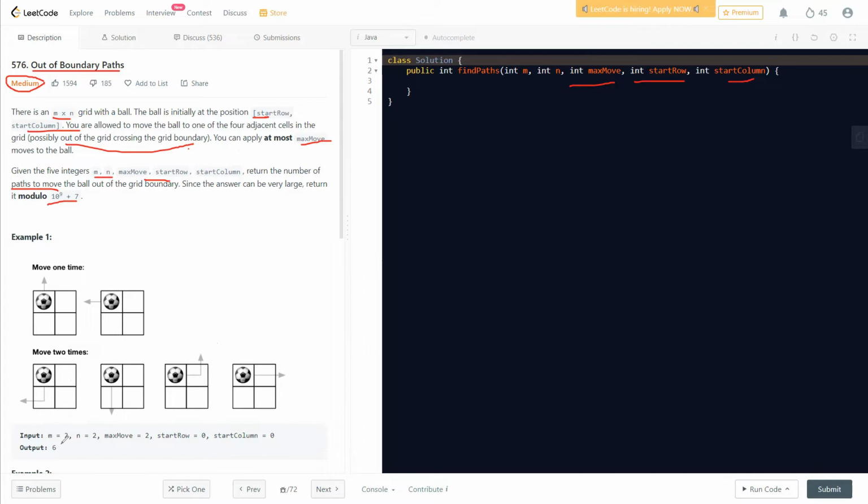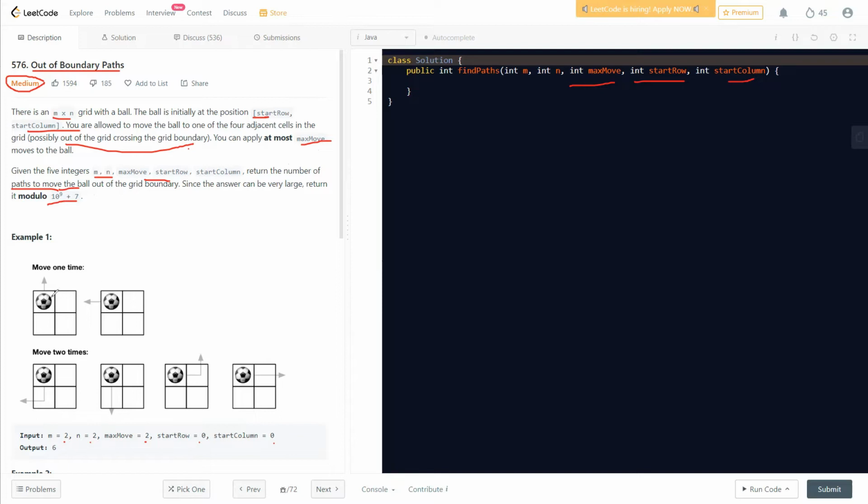Initially the input says m is 2, n is 2, so that's a 2 cross 2 grid, and then the max move is 2. So we can have a maximum of 2 moves. And then it says the start row is 0 and the start column is 0, so 0, 0 is the starting position for us. We need to return the number of paths to move the ball out of the grid. So let's see the number of moves we can find.